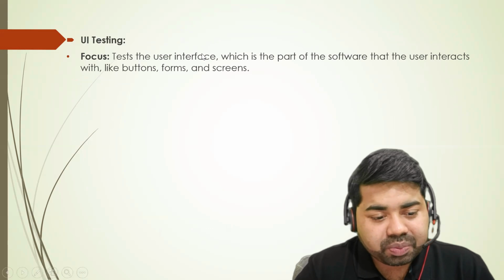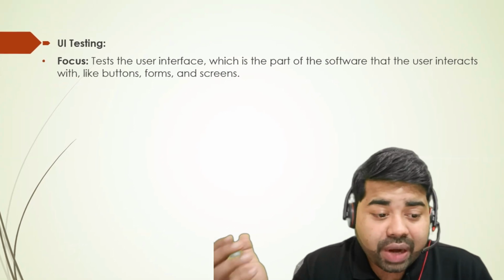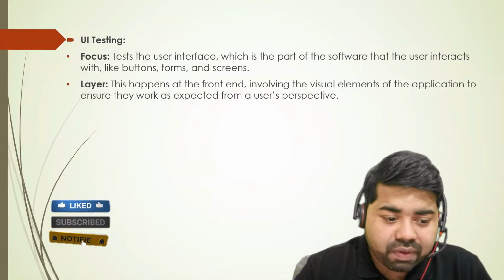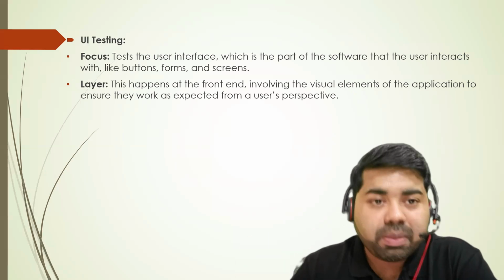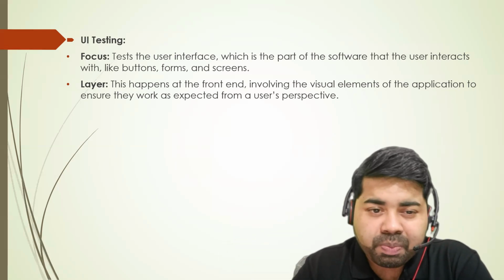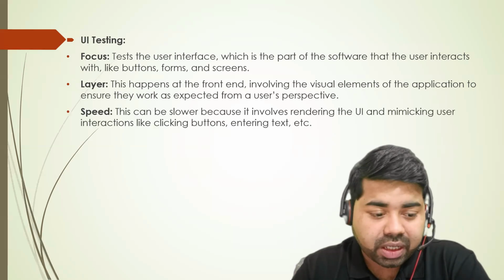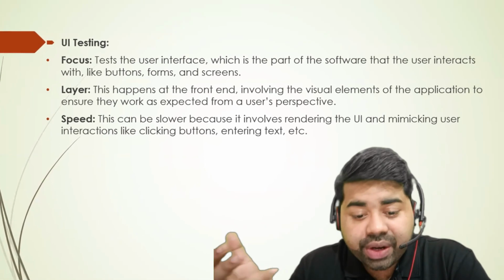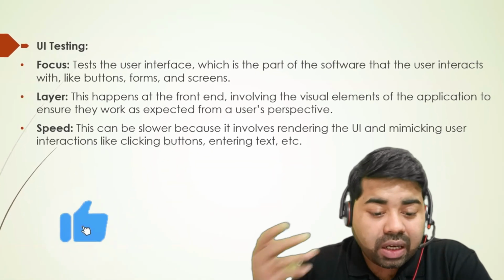UI testing focuses on the user interface, the part of the software that the user interacts with: buttons, forms, and screens. Layer-wise, this happens at the front end, involving the visual elements of the application, to ensure they work as expected from the user perspective. So we are interacting as the user and making sure everything works fine from the user's perspective. Speed is a bit slower because it involves rendering the UI and mimicking user interaction like clicking buttons and entering text.